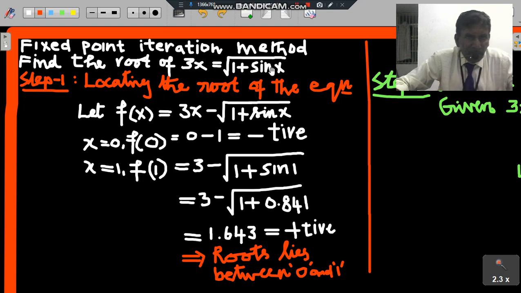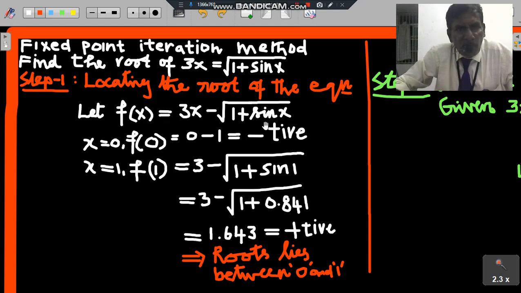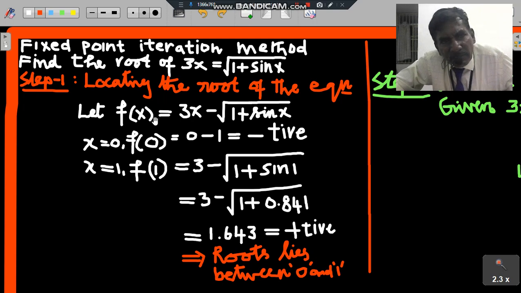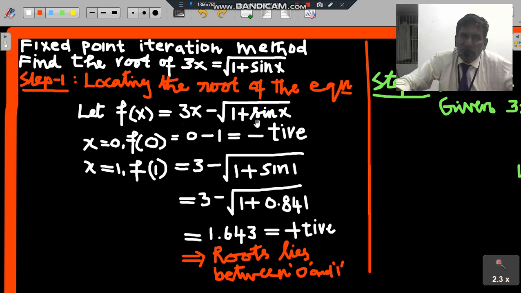Under this particular method, the first step is locating the root of the equation. I mean, in which boundary the value appears. That's what we are finding out. So the given equation can be written as, you bring this to one side, 3x minus square root of 1 plus sine x equals 0. So from that equation we can write f of x equals 3x minus square root of 1 plus sine x.